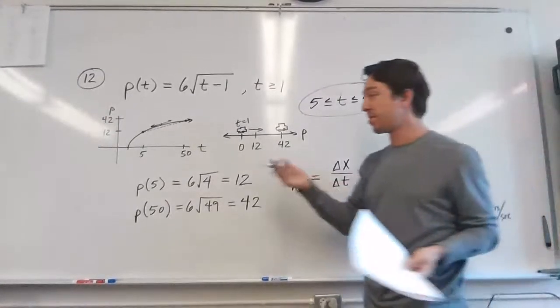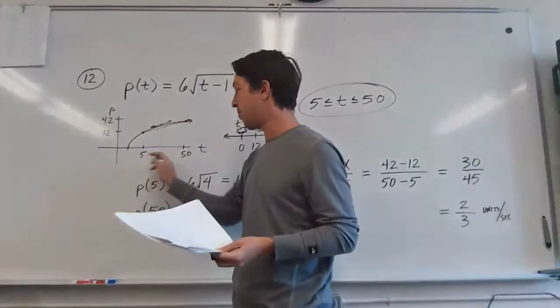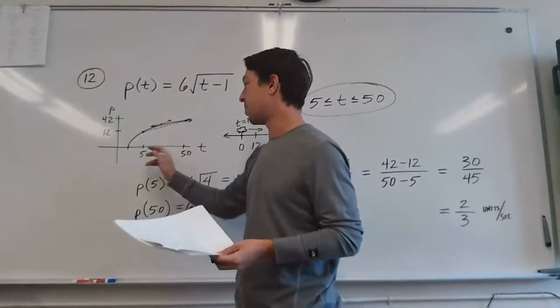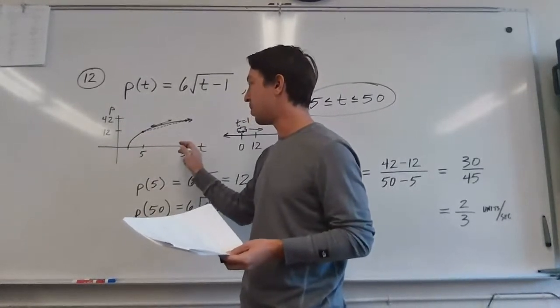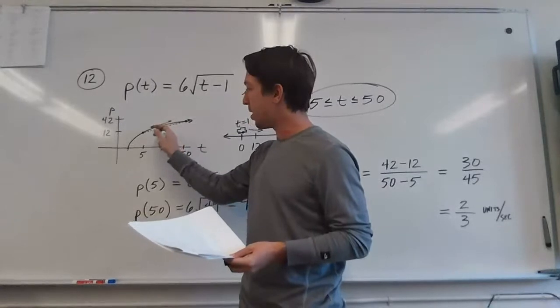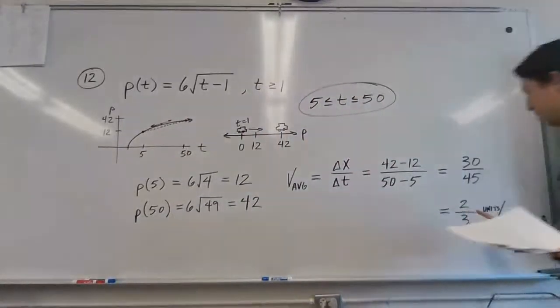Does it also make sense intuitively that he was going faster here than he was going here? Yes. Okay, so he was going pretty fast and then pretty slow. And so at some point, his speed was exactly 2/3.